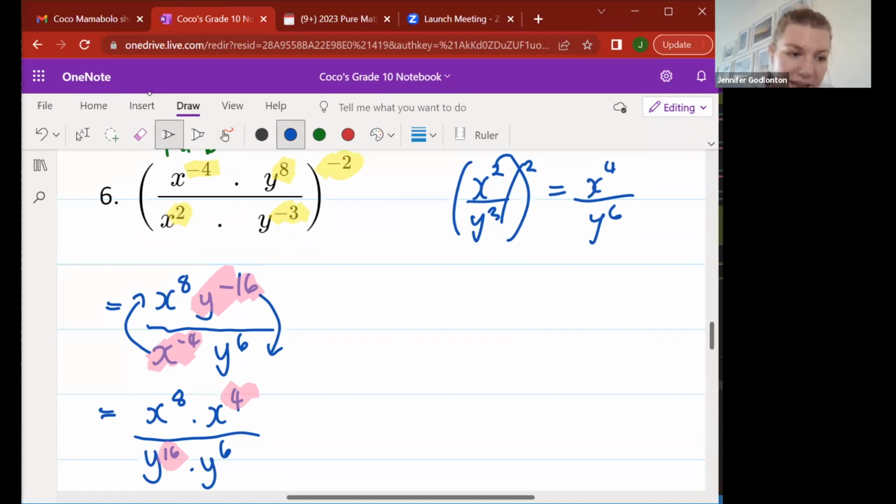So that's then equal to x to the power of 12 over y to the power of 22. If you do it like that, it's actually not so bad. If you just do it step by step, it's not so stressful.